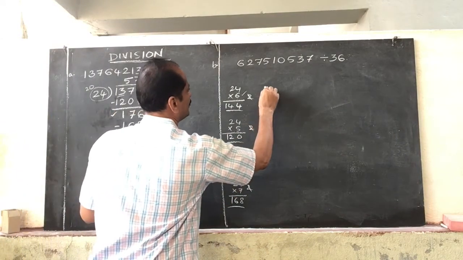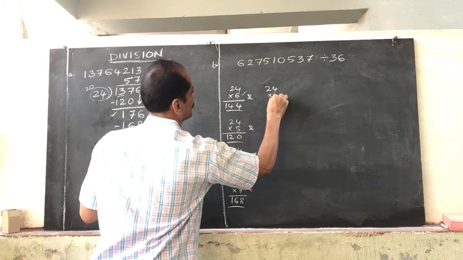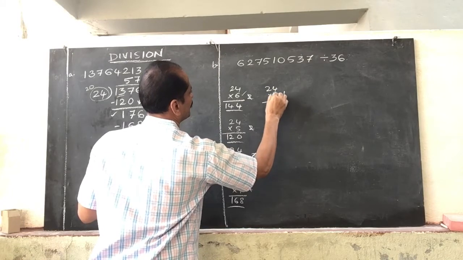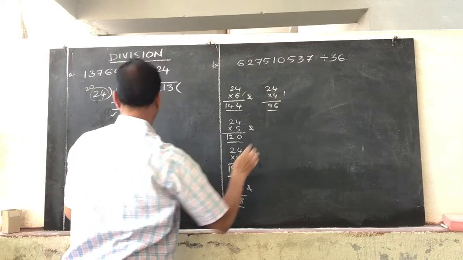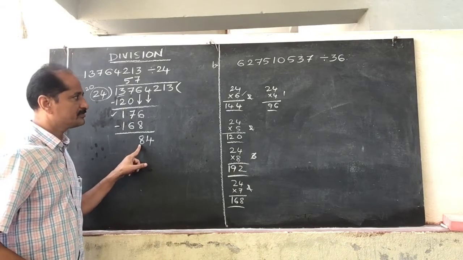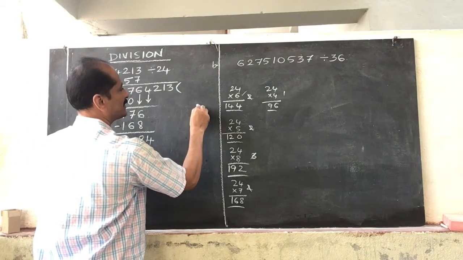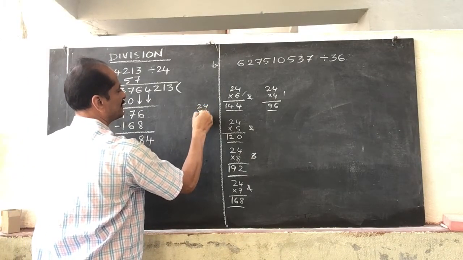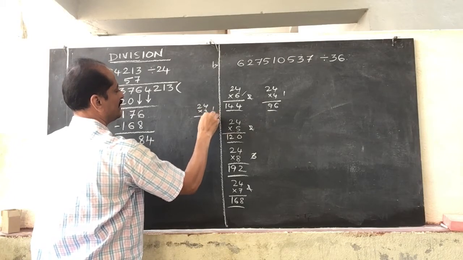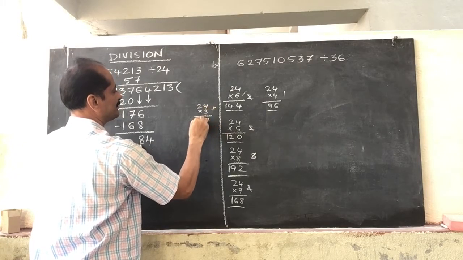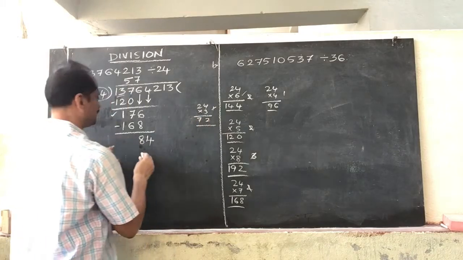4 times. 24 4s are. 4 4 are 16. 4 2 are 8 plus 1, 96. But is there here 96? Not there. So 3 times only you should check. 24 3s are. So 3 4s are 12. 3 2 are 6 plus 1, 72. So 24 3s are 72.